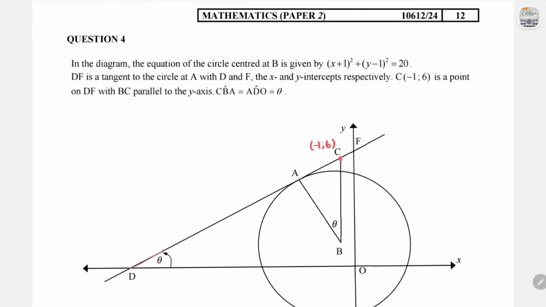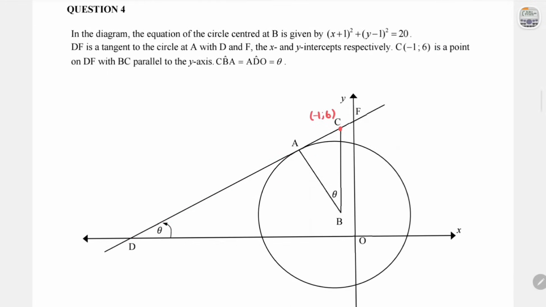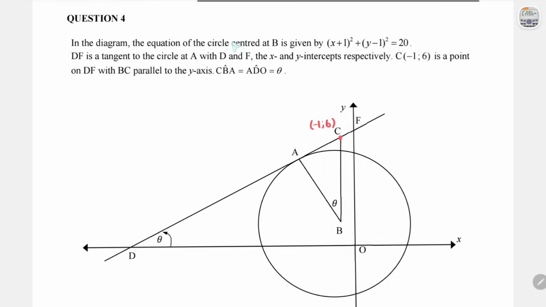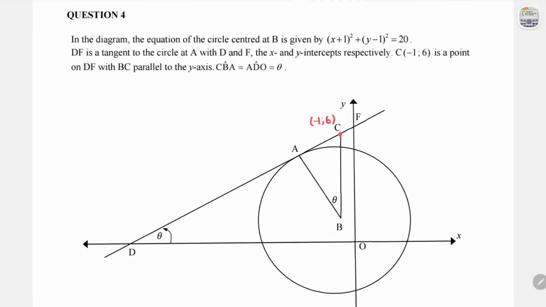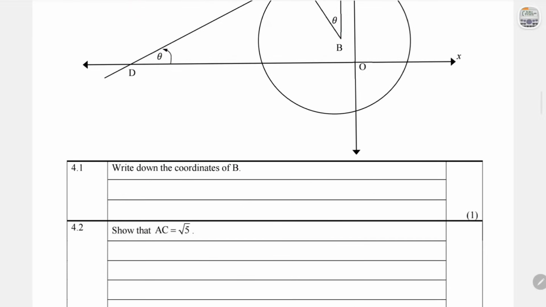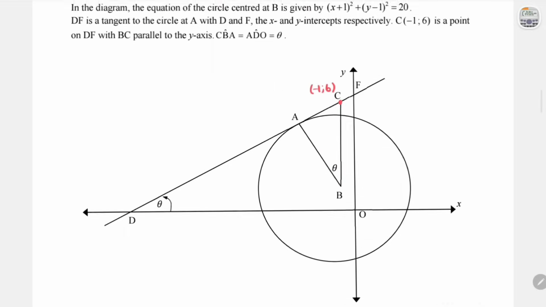And this is a point on DF with BC parallel to the y-axis. So if this line is parallel to the y-axis, it's simply just a vertical line. Okay, so that should tell us something about this point. And then they tell us that this angle CBA, this angle over here, is equal to the angle ADO, this angle, and they're both equal to theta.